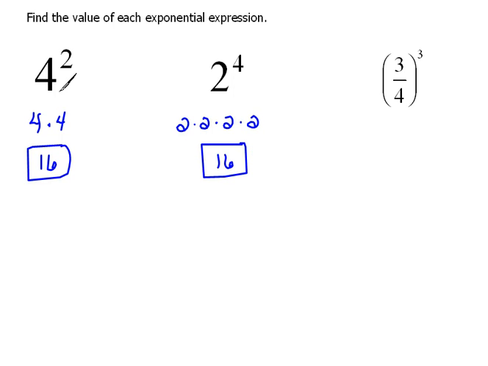Now this just happened to work out that 4 squared and 2 to the 4th were the same thing. Sometimes that doesn't always work, so we don't want to get into that habit. Let's look at this next one.